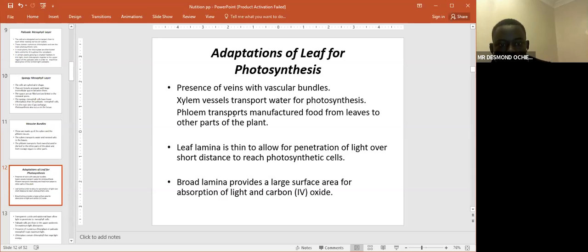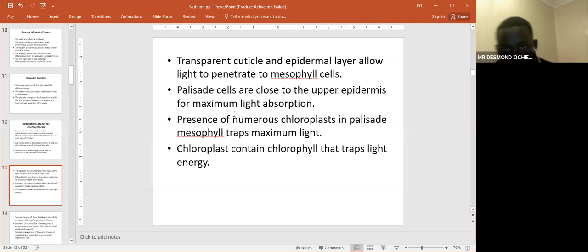The leaf lamina again is broad. The reason why it is broad is to provide a large surface area for maximum absorption of light and carbon dioxide. Okay. It has a transparent cuticle and epidermal layer, which allows light to penetrate to the mesophyll cells, okay?